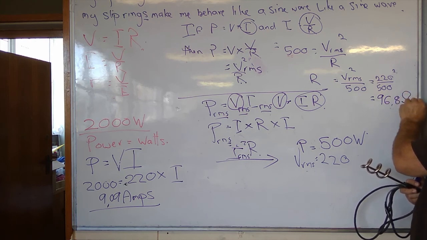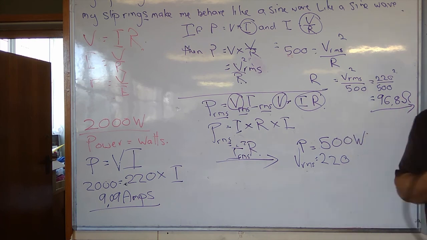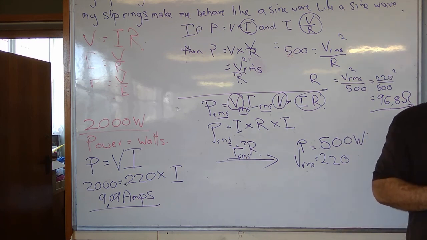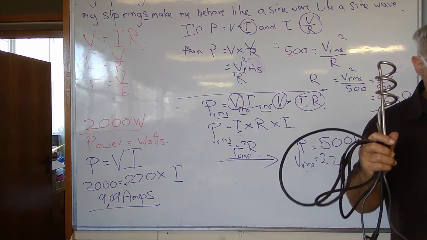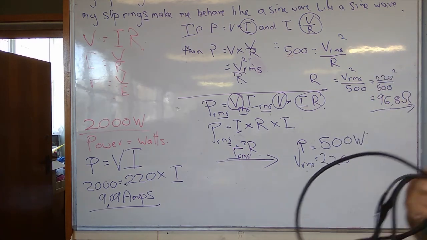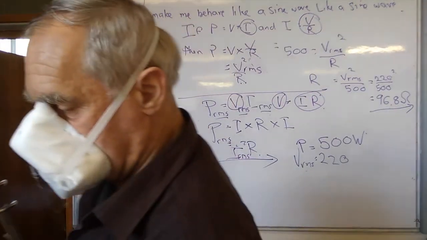Okay. Now, if I had a kettle that was 3 times more powerful than this, what do you think the resistance would be? More or less?